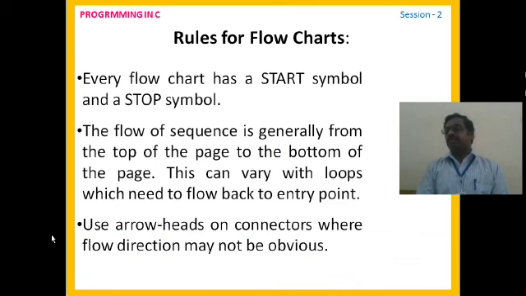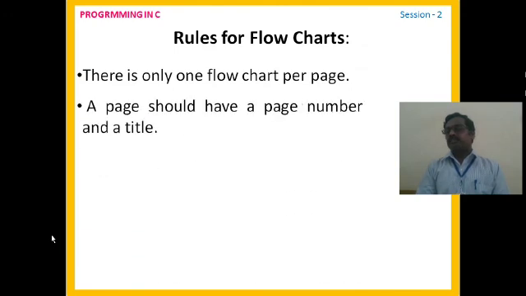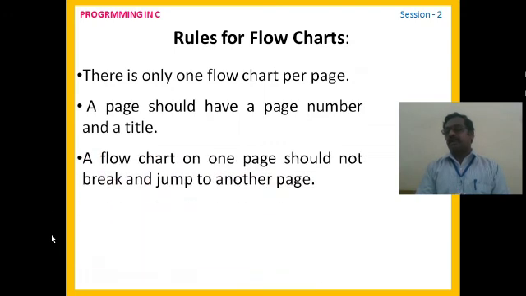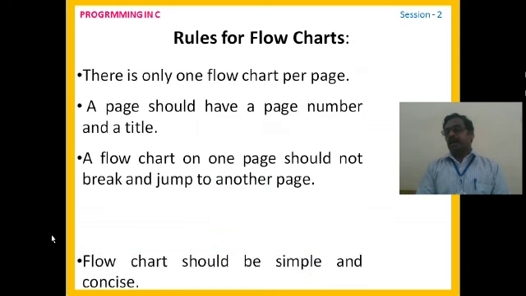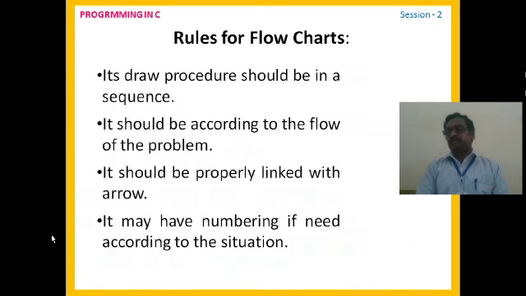Next, use arrowheads on connectors where flow direction may not be obvious. Another rule is there is only one flowchart per page. Next, a page should have a page number and a title. A flowchart on one page should not jump to another page. A flowchart should be simple and concise. A flowchart should be neat and clean.